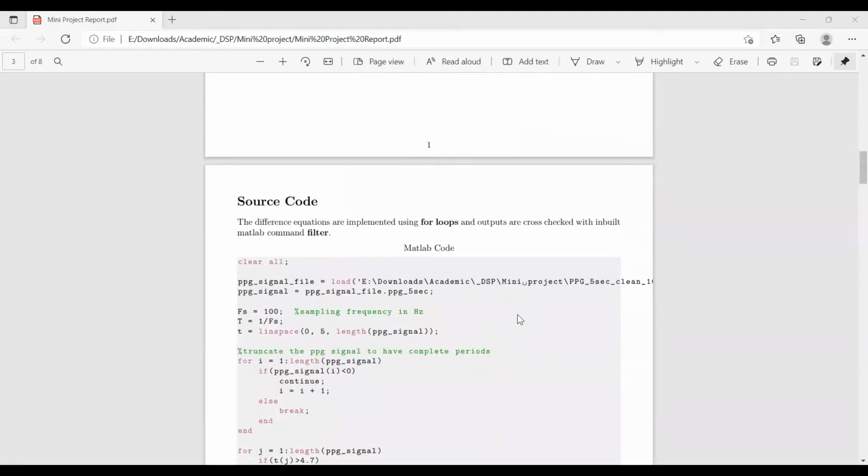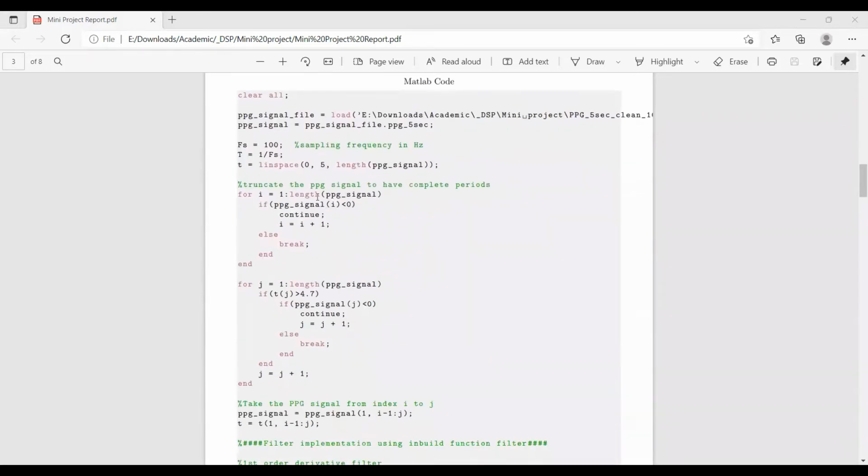Then our task is to implement these three difference equations in MATLAB. There are two ways. One is using the inbuilt command filter, and also we can iteratively calculate the output and implement the difference equation.